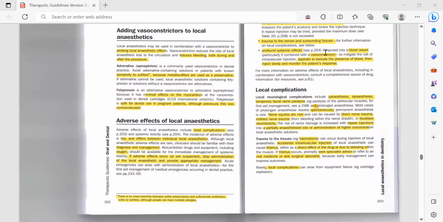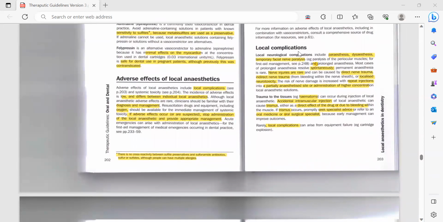So, if you have injected the LA solution into a blood vessel, then it can go systemically and it could lead to systemic complications. To mitigate the risk of intravascular injection, what you need to do is you always need to make sure that you are aspirating before injecting to exclude the presence of blood, to exclude that you are not injecting in the blood vessel, and then you need to inject very slowly and also monitor the patient's response. How is the patient responding to it?